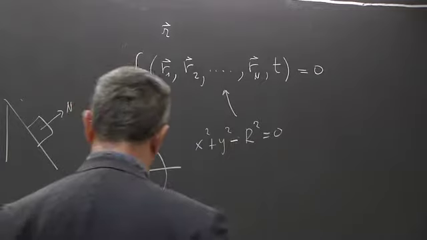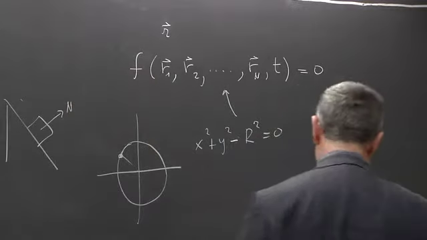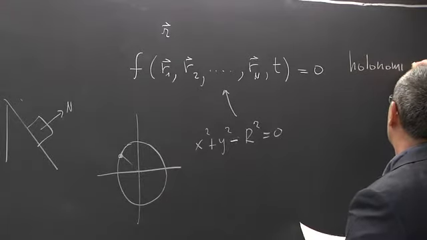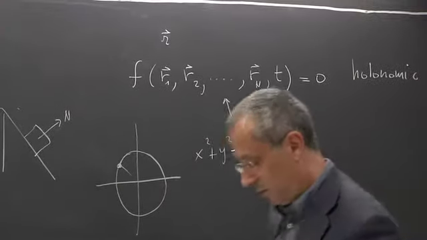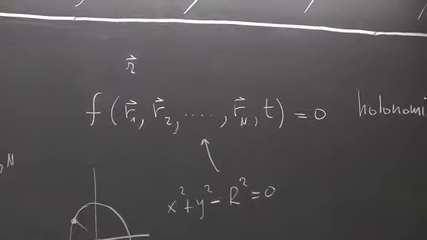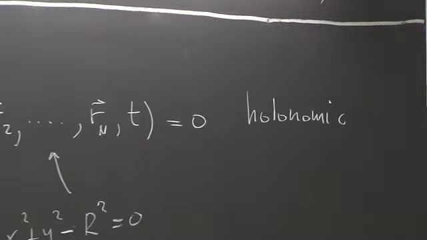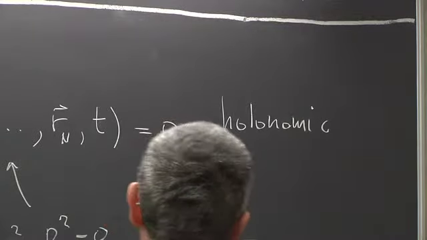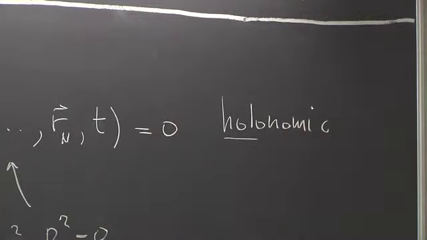Now, this kind of constraints, they are called, well, here's just a name, holonomic. I'm not sure, you can look it up. It must come from Greek, but I don't know exactly the meaning.